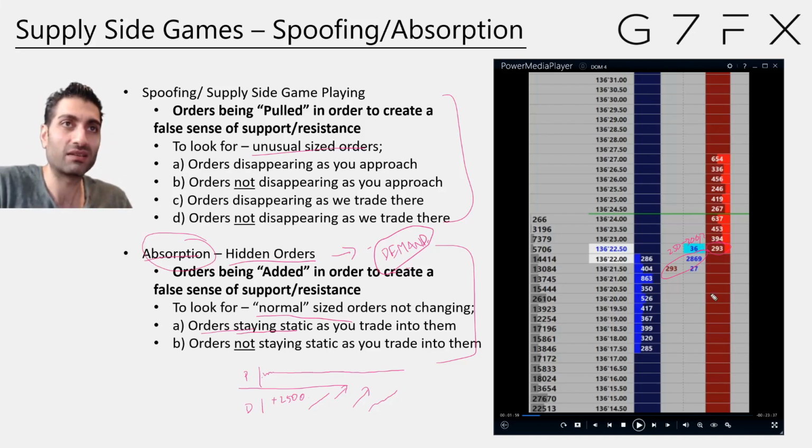But guys, the maths don't add up. If 2,000, 3,000, 4,000 contracts are trading at one price level and it's only showing 200 to 300, clearly the guy is hiding his intent and a lot of it is hidden.